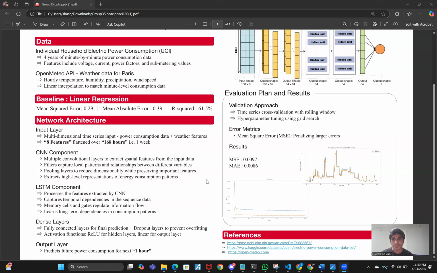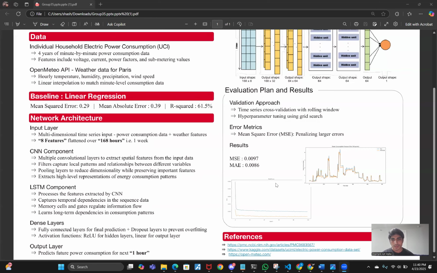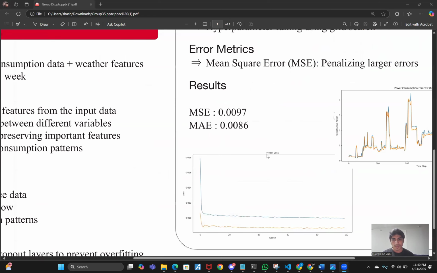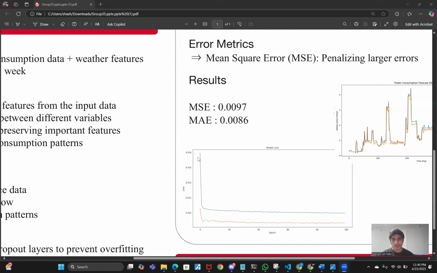For error metrics, we used mean squared error, which penalizes larger error values. The results obtained for our model are as follows. The mean squared error reduced from 0.3 to 0.0097, which is great. Similar results were seen in mean absolute error as well. And as you can see, this is the training model loss across epochs. We had higher loss in the beginning epochs, and it has been reduced quite a lot.